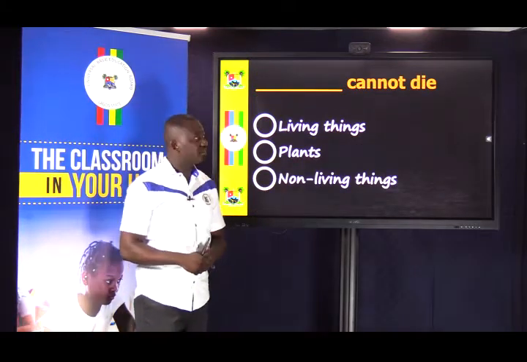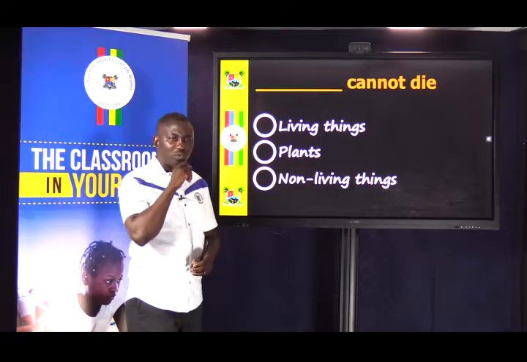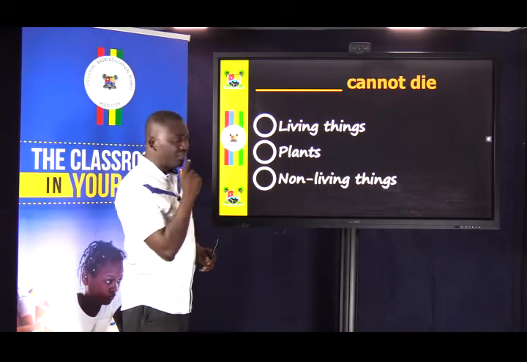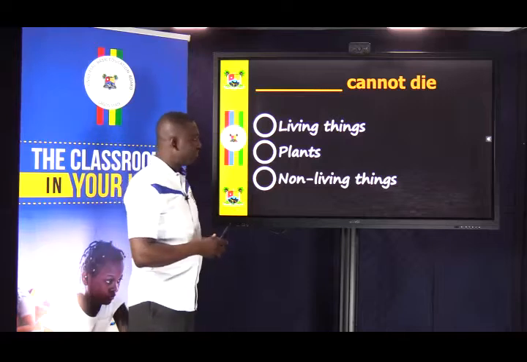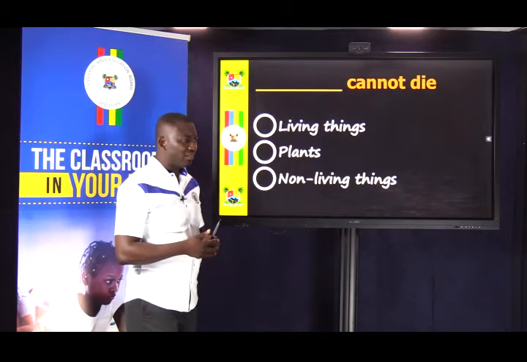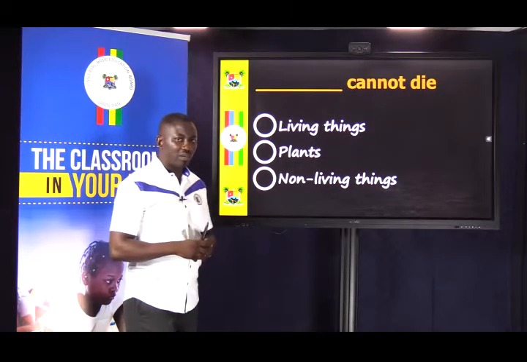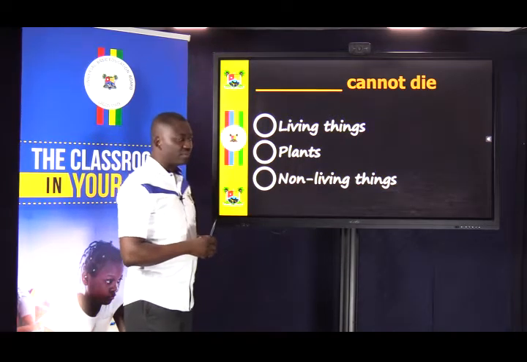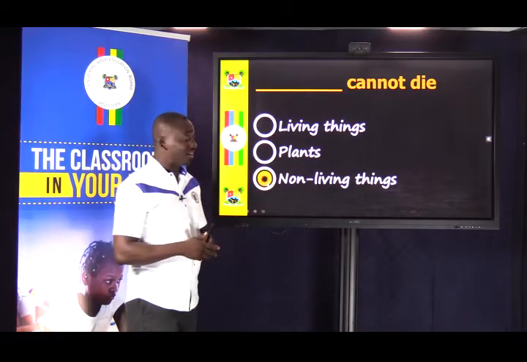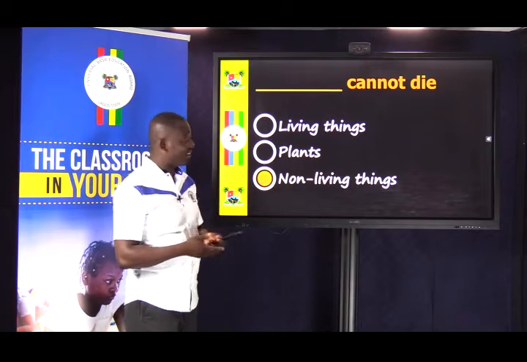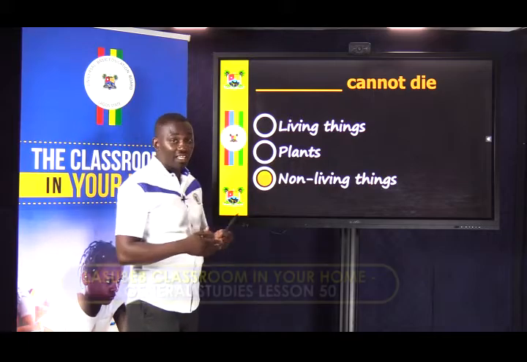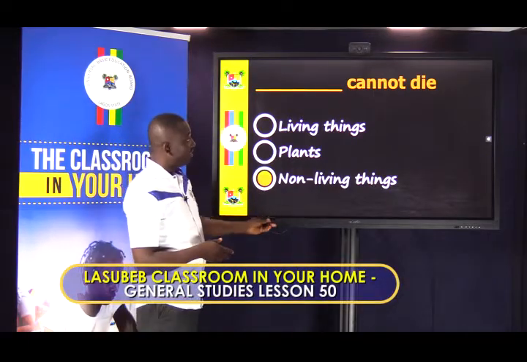Dash cannot die. What cannot die? Is there anything that cannot die? Okay, let's look at the options. Living things cannot die. Plants cannot die. Non-living things cannot die. Which one is the answer? I want you to put your answer down quickly. Have you done that? Of course, things that are not alive cannot die. So non-living things cannot die. Living things can die. Plants can also die. But things that are not alive, that don't have life, they cannot die. On to the next question.